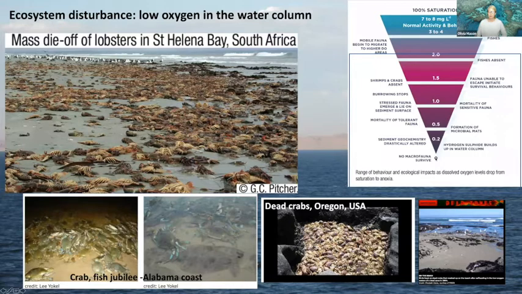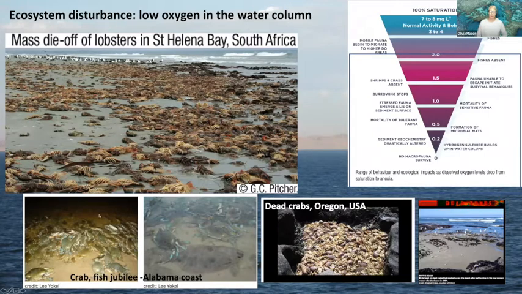And at some point, if you reach low enough oxygen concentrations, you have hydrogen sulfide building up in the water column. Again, this is toxic. And when you reach a point where there's just no oxygen, there's no macrofauna that can actually survive this. And so this is a very visible manifestation of low oxygen in the water column. So an example here is St. Helena Bay in South Africa, where you have this massive lobster die-off.